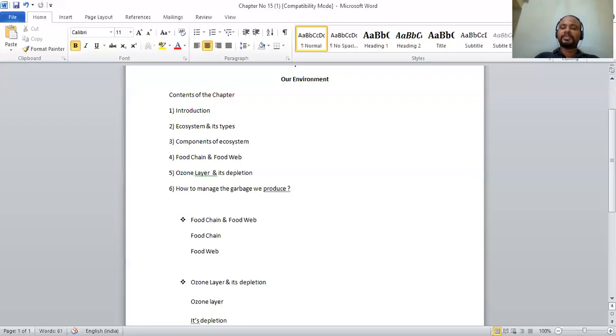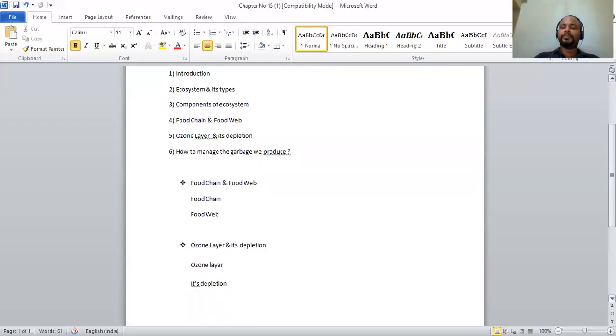Moving on to the next topic, that is ozone layer and its depletion. Before moving to ozone layer, we should know where the ozone layer is present. Ozone layer is present in the stratosphere, which is nearly 50 kilometers above the Earth's crust. What is the advantage of ozone layer? Ozone layer protects us from UV rays. UV rays means ultraviolet rays.